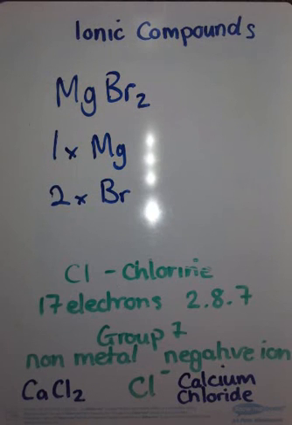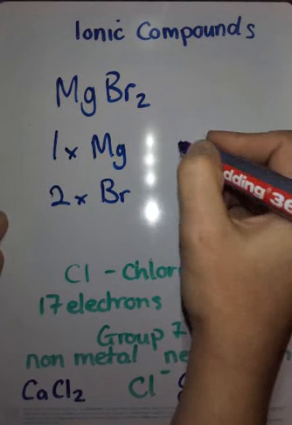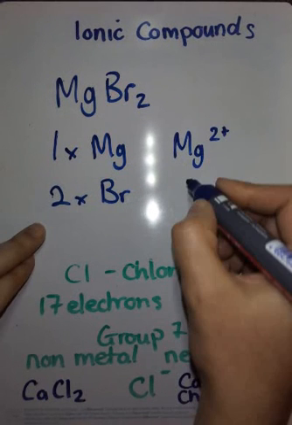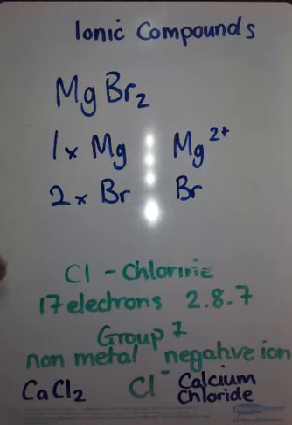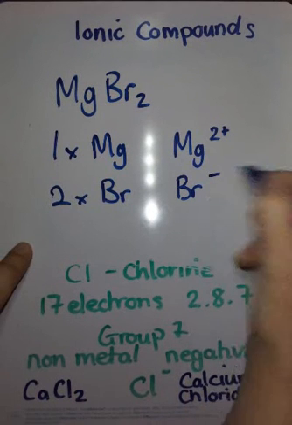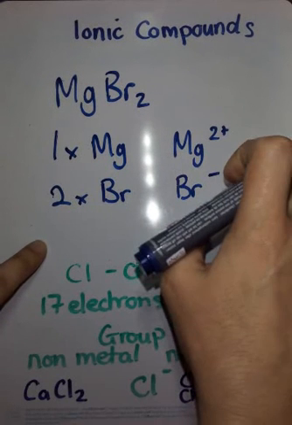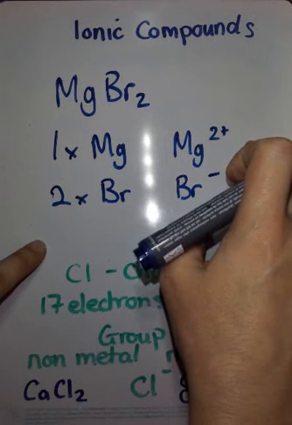Now if we look at where magnesium is on our periodic table, it's in group 2 and it's a metal, so we know that the charge on our magnesium ion will be 2+. Now if we look for bromine, we can see that it is in group 7, so it's going to have a -1 charge, which makes sense now if we look at this, because we need 2 negatives to balance our 2 positives up here. And there are some more examples of that in your notes.